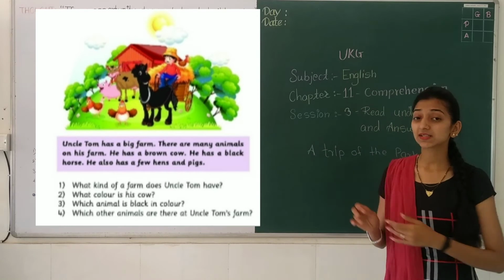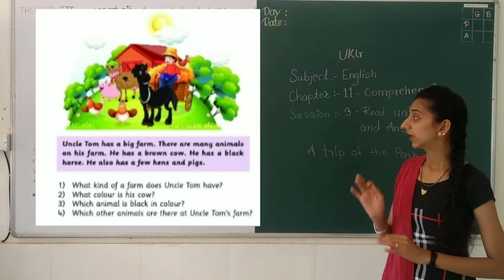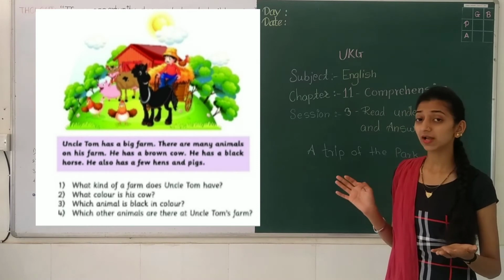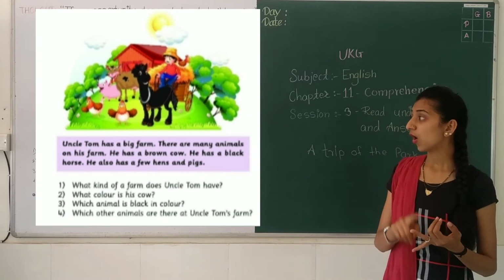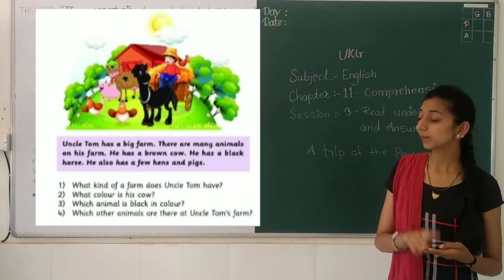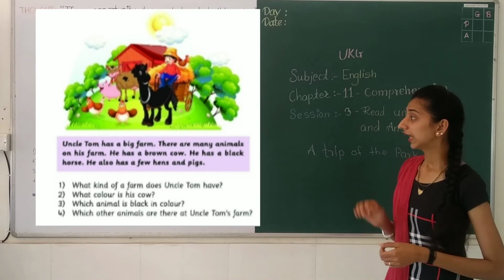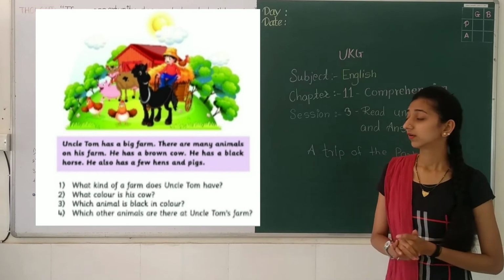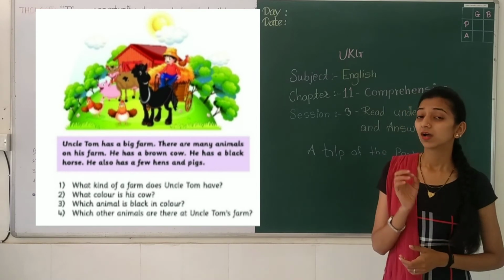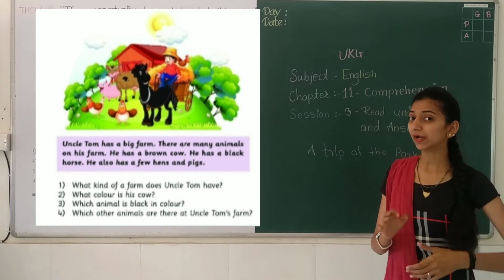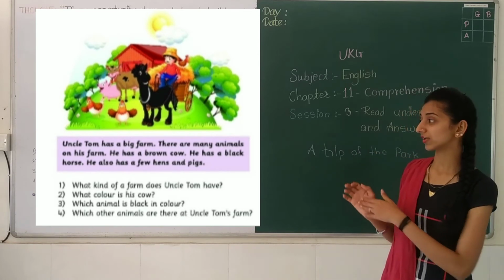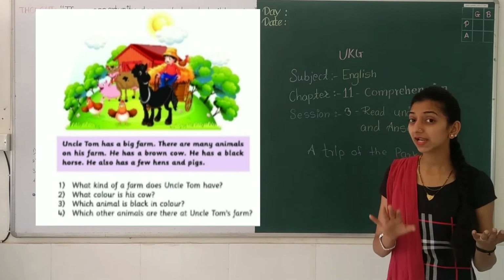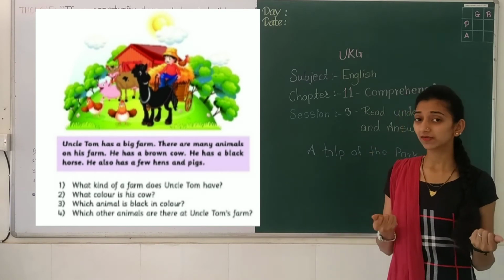Uncle Tom has a big farm. There are many animals. And which animals are there? There are hen, horse, cow and pig, right? He has a brown cow and a black horse. And he also has a few hens and a few pigs, right?